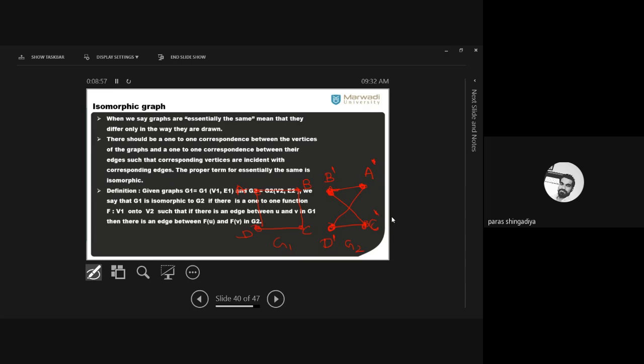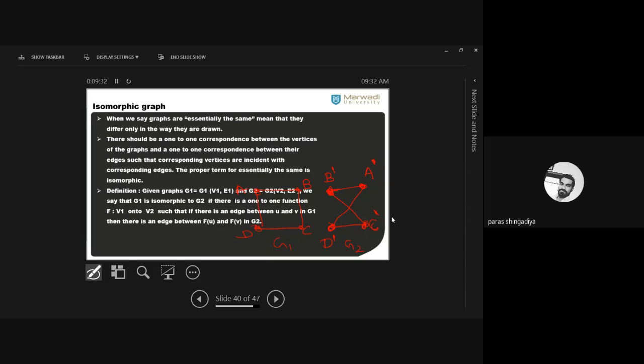Now this is the mathematical definition. Given a graph G1, this graph G1 is not a function. We have V1 and E1 sets, and G2 has V2 and E2 sets, and we say that G1 is isomorphic to G2 if there is a one-to-one function f from V1 onto V2 such that if there is an edge between u and v in G1, then there is an edge between f of u and f of v in G2.